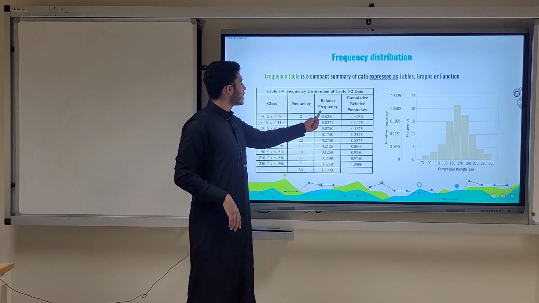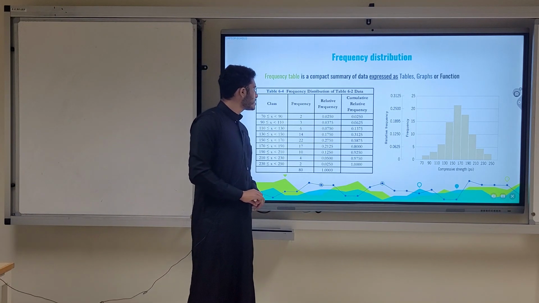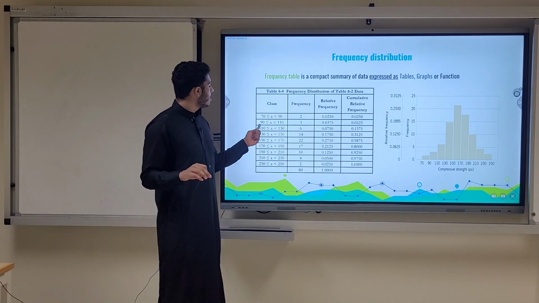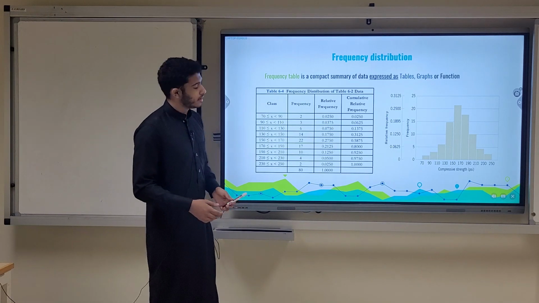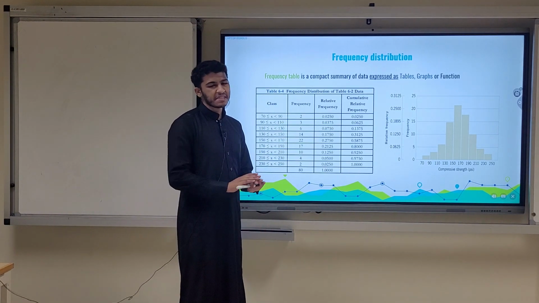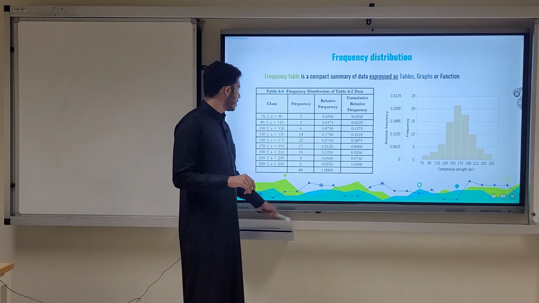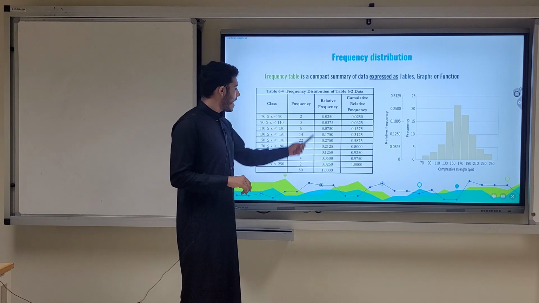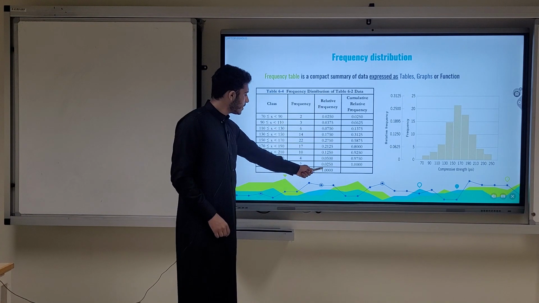We have something called the relative frequency. What is relative frequency? It's the percentage of the occurrence of each class in relation to the rest of the classes you have. In simple terms, you take the frequency and divide it by the number of data points you have. That's how you get the relative frequency. So 2 over 80, you're going to get this number. 14 over 80, you're going to get this number, and so on. And naturally, if you add all of these together, you're going to get 1.